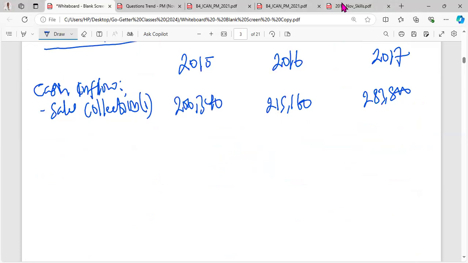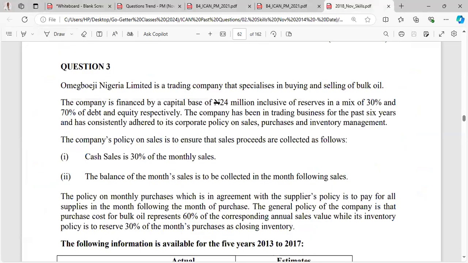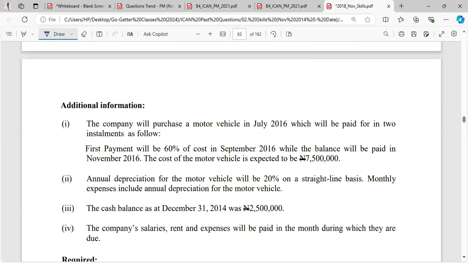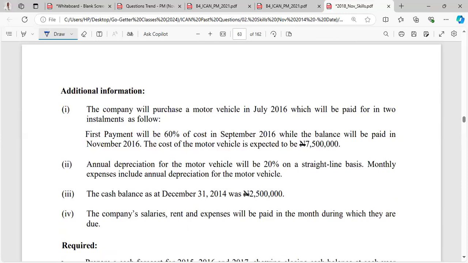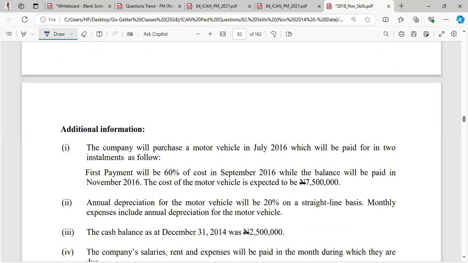Okay, we'll look at the question again. Is there any other thing that we are going to expect to be collected? So we've done cash sales, we've done balance of the monthly sales, we've done this. There's no other inflow. Let's see if there's any other inflow. No inflow. Everything is outflow. So that's it.